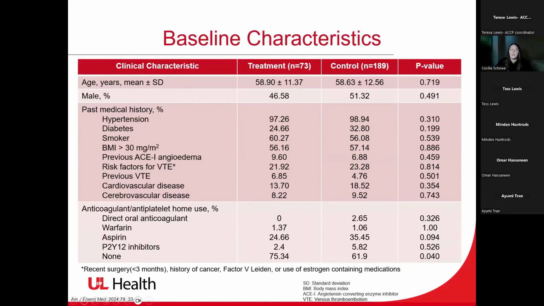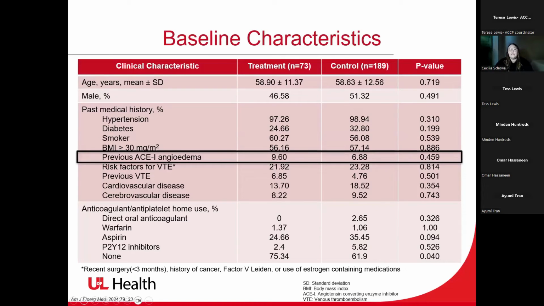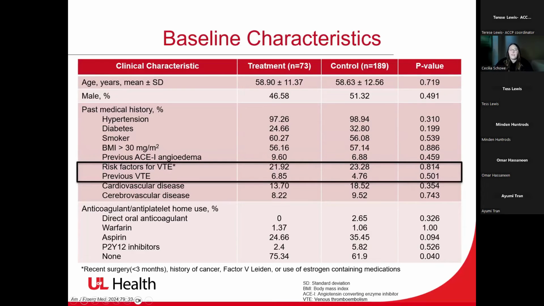In terms of baseline characteristics, patients were in their upper to mid 50s, with just about half of our patients being male. When looking specifically at some of the past medical history, so smoking, which can be a risk factor, was relatively equal between groups, and then BMI greater than 30 was also equal between groups, as this could potentially have more severe presentation of their angioedema. In terms of previous ACE inhibitor-induced angioedema, you can see it was relatively equal between groups. And then in terms of risk factors for VTE and previous VTE, this was also relatively equal between groups.